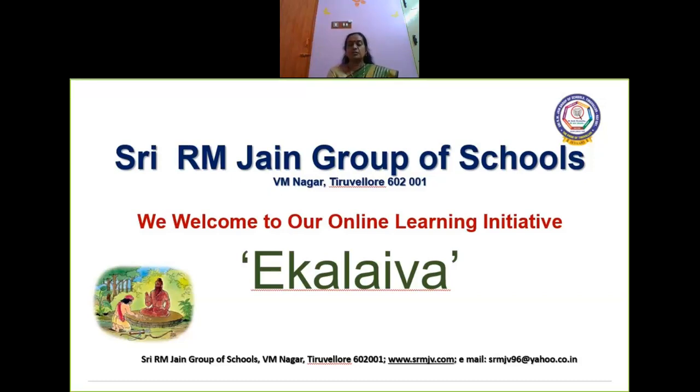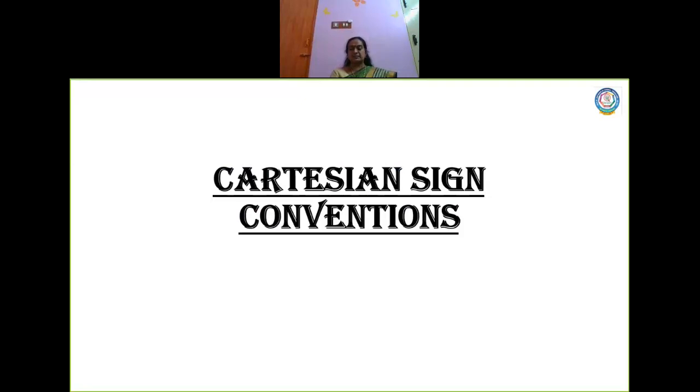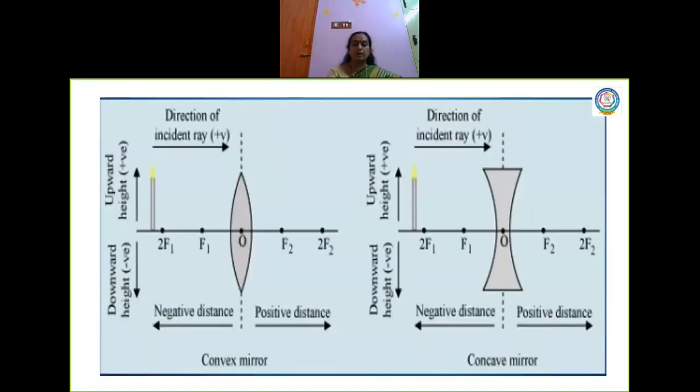Now when you substitute these values in the formulas, you should know whether the value is positive or negative, whether the height of the image is positive or negative. All these values should take signs. So to know how to give the signs for these distances, you should definitely know this Cartesian sign convention. This sign convention will help you to substitute the values properly and also arrive at the proper answer. Okay, so let us move on without wasting much of your time.